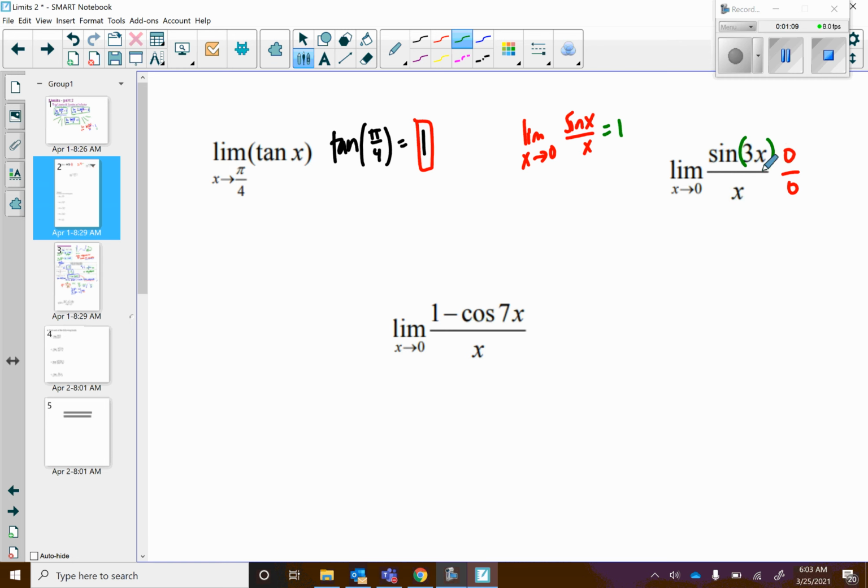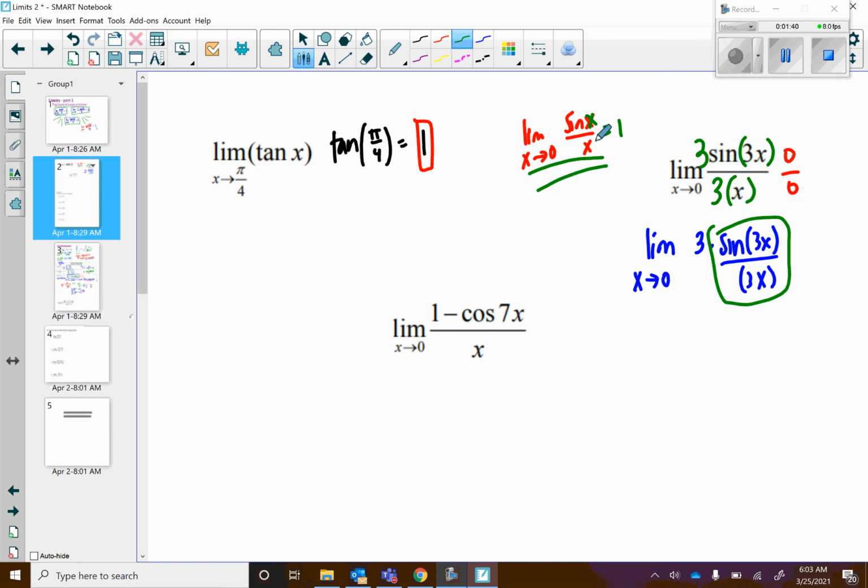So how can I edit? Well, if I had a 3 down here, then these would be the same and we'd be happy. But if I multiply my denominator by something, I must also multiply my numerator by something. So now I really have the limit as x approaches 0 of 3 times sine of 3x over 3x. As long as the thing in the numerator and the denominator are the same, this limit is going to be 1. And now I have 1 times 3, which is 3.